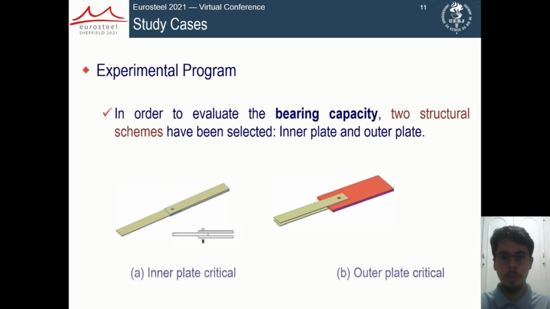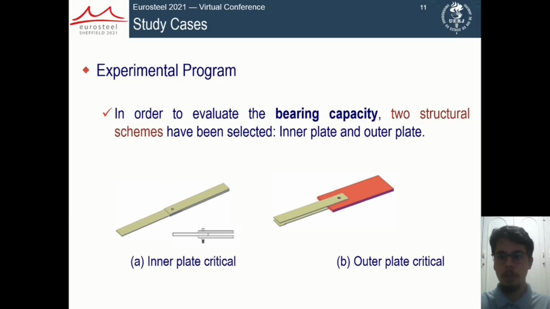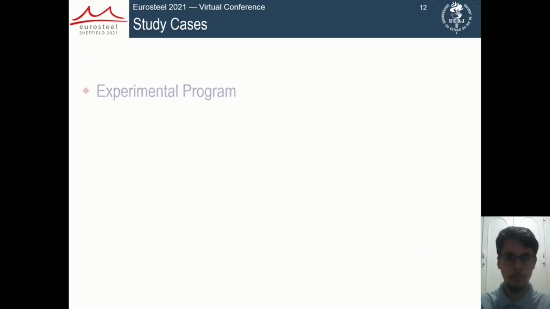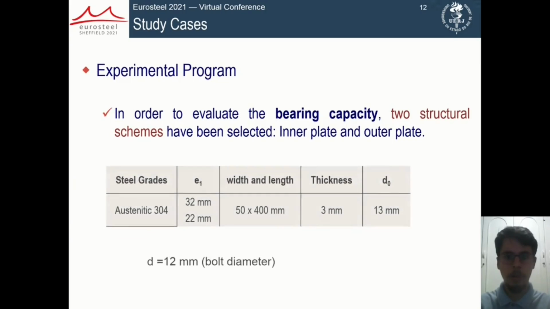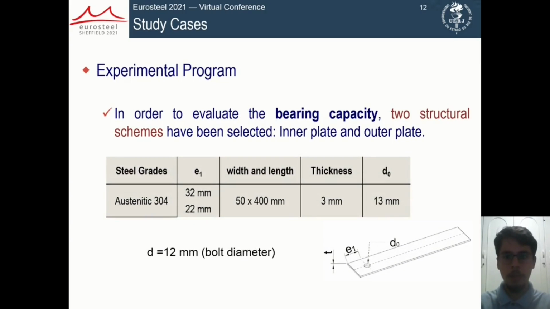In order to evaluate the structural behavior, two structural schemes have been chosen. The idea is to analyze the behavior for inner and outer plates considering the same geometries, where two values of e1, 22 and 32 mm, were analyzed. The connections were 3 mm thick and had a 13 mm hole, 1 mm larger than the bolt diameter.